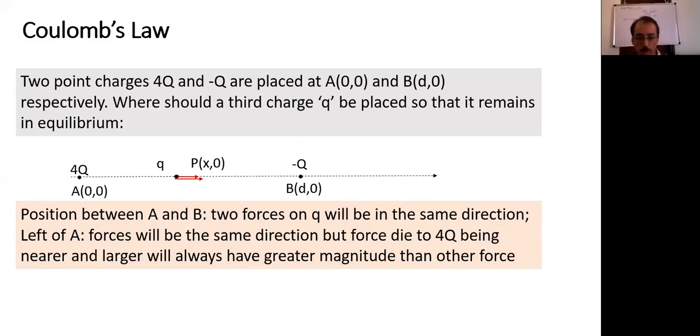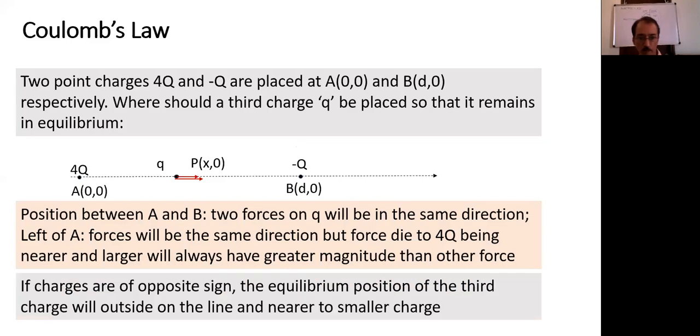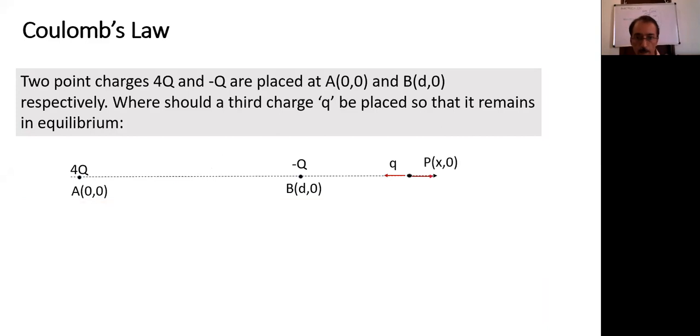So if we choose that point, first we need to understand where it has to be placed. Once we place it, if the charges are opposite sign, the equilibrium position of the third charge will be nearer to the smaller charge. I think there are one or two typos which I need to correct. Most of you followed? Can we calculate x now? Can you form the equation now?